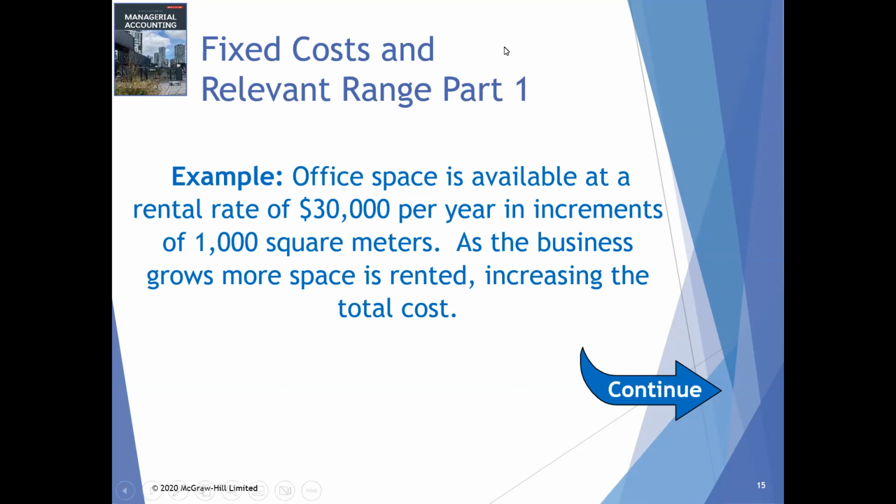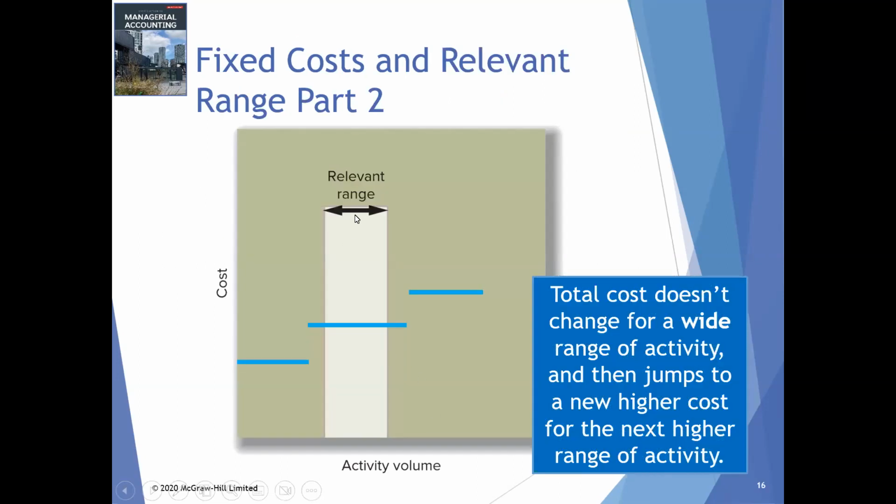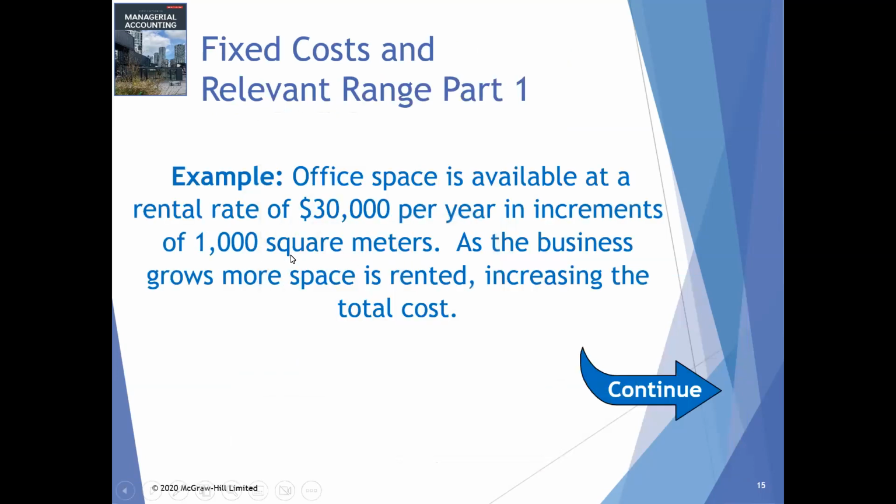Now look at this. That is the range known as relevant range. The total cost does not change for a wider range of activity, and then jumps to a newer higher cost for the next higher range of activity. That is known as relevant range. So relevant range means 1,000 square meters. If again space is required, that will be 2,000 square meters. The cost will be increased at that particular time.